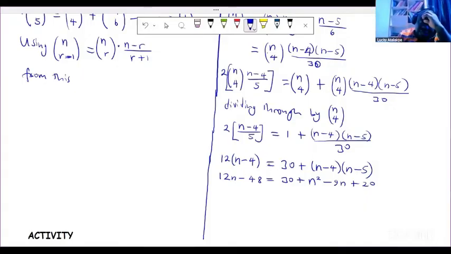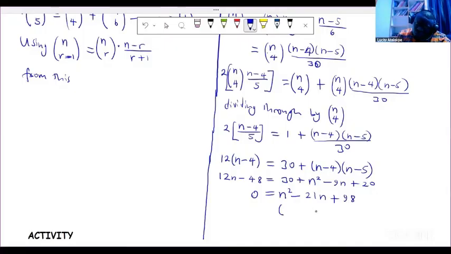So collecting like terms now, or moving everything to this side, this will be n squared. If 12n crosses here, this will be minus 21n. Minus 48 crosses here, that will be plus 48. So 48 plus 30, that's 78. Plus 20. What would that be? That would be 98.